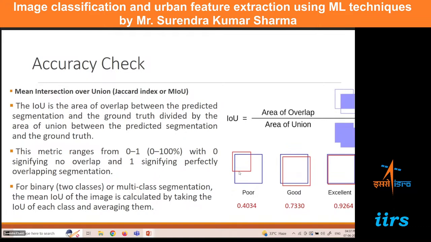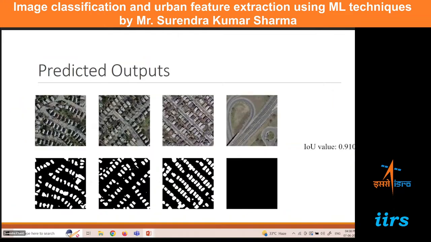This blue color is the ground truth, and this red color is the predicted one. If this type of case occurs, then it is called poor, and if this type of situation occurs, then it is called good, and if this type of overlapping is there, then it is called excellent, and the value should be near 0.9264. And these are our predicted outputs, and we got an IoU value of 0.9109. That was very near to the excellent result.